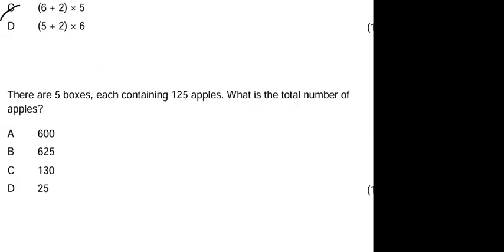There are 5 boxes, each containing 125 apples. What is the total number of apples? So all we have to do is multiply that by 5. Based on the answers, it has to be this. This is the only one that ends with 5, but still work it out, all right?